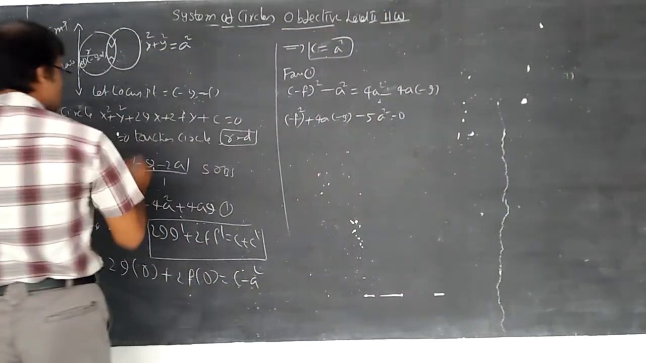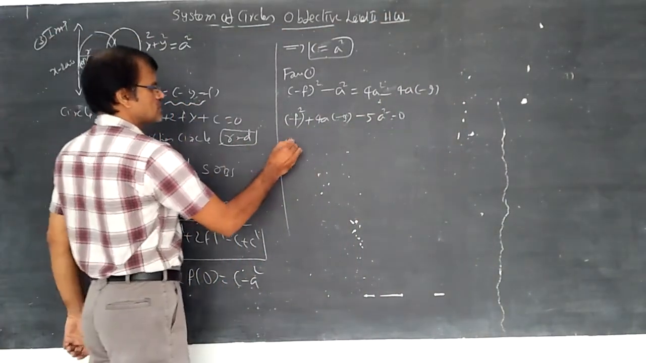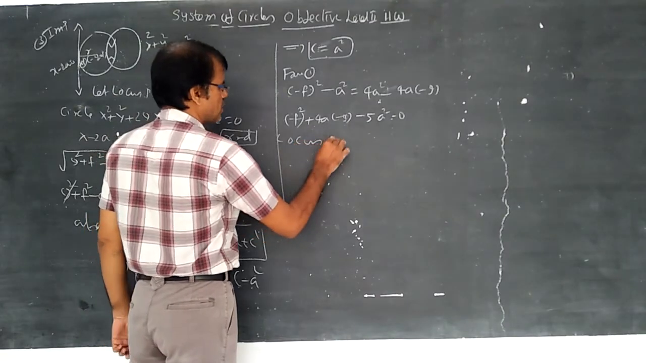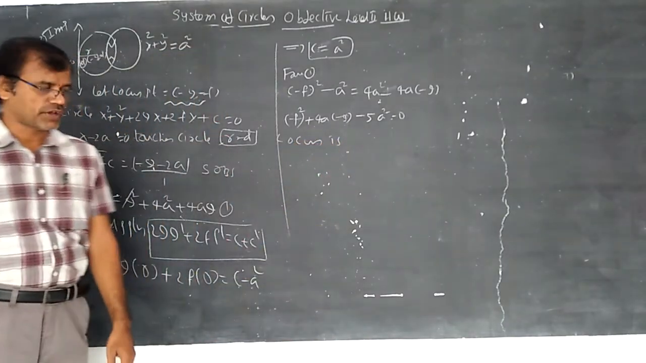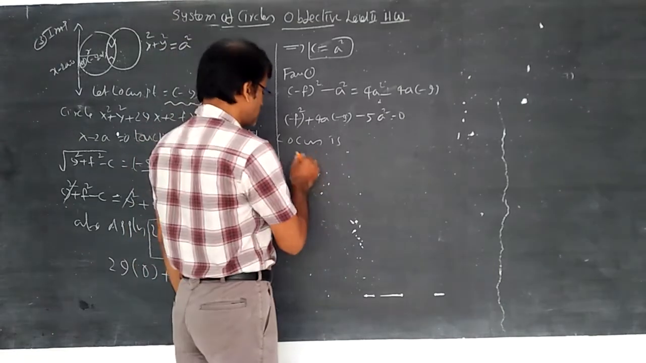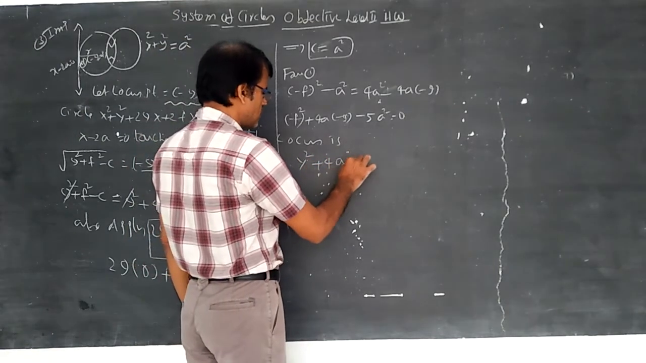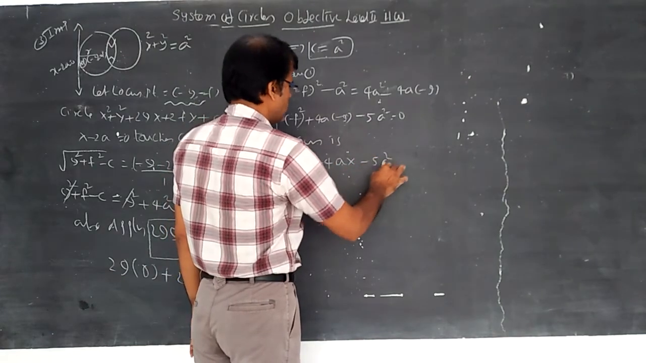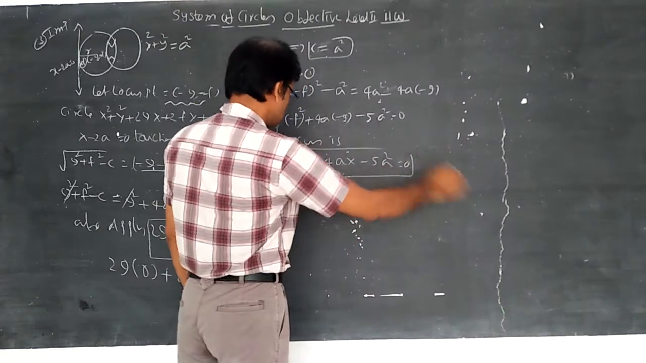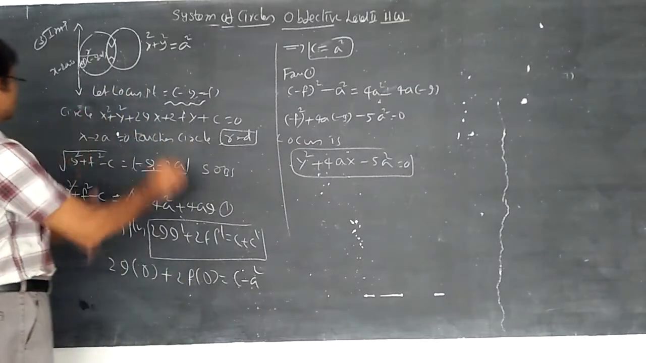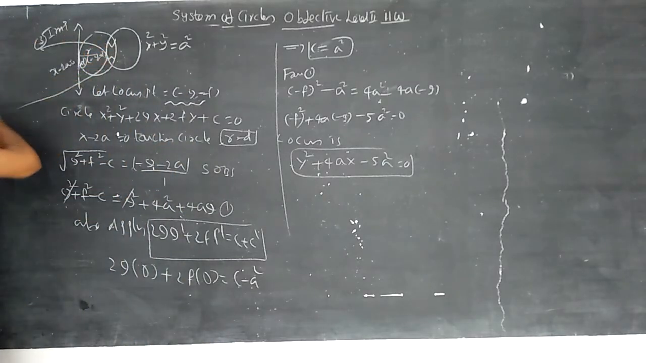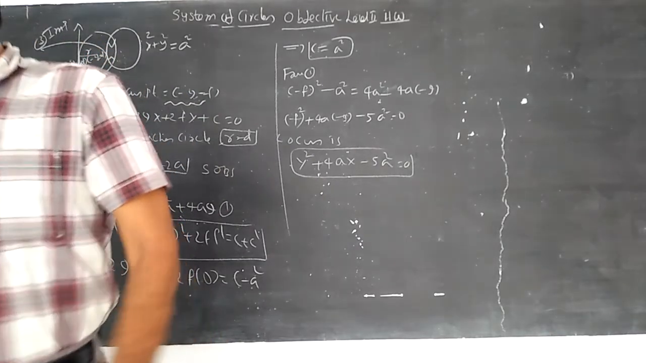Because we thought here the locus point is minus g comma f, instead of minus f you can write y, and instead of minus g you can write x. So y square, you can write like this, plus 4ax minus 5a square equal to 0. So this locus indicates a parabola, the shape will be like this.